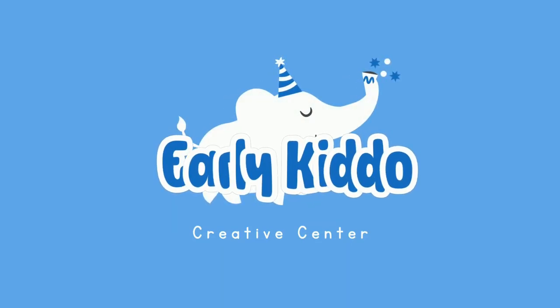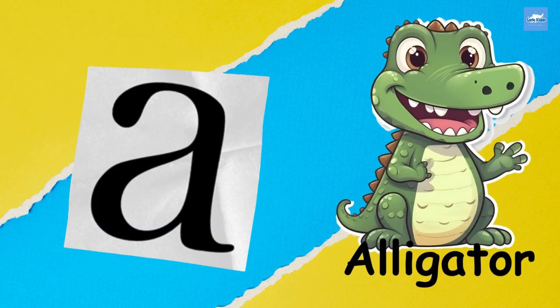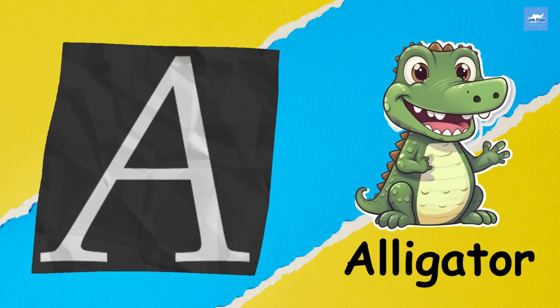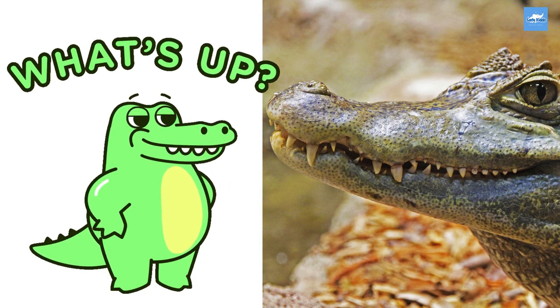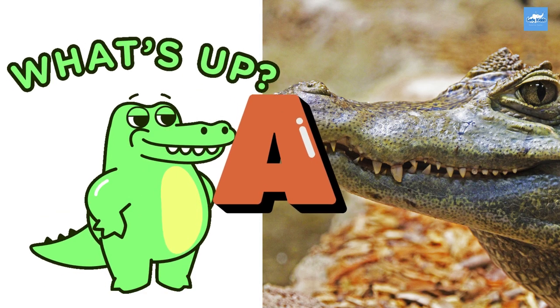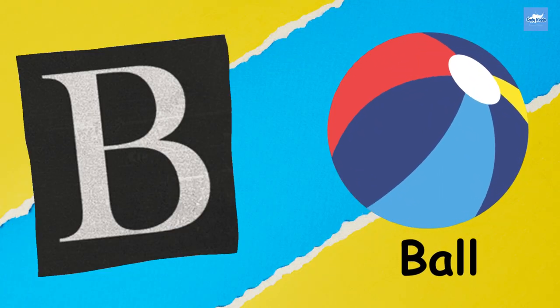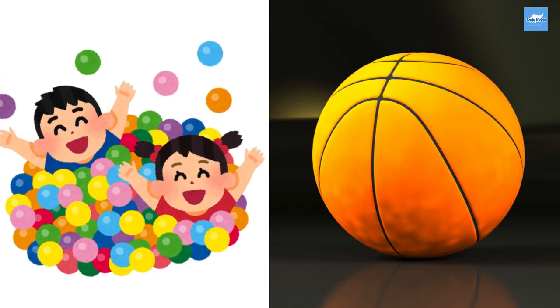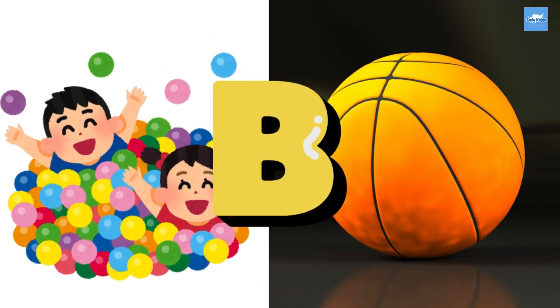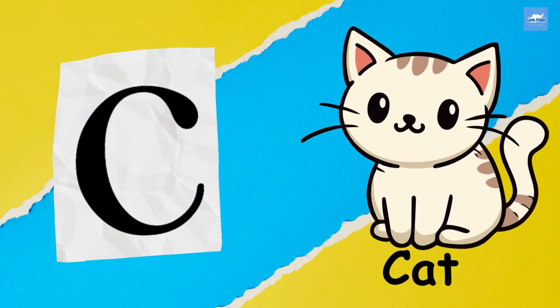A is for alligator. Alligator. A. Alligator. B is for ball. Ball. B. Ball. C is for cat.